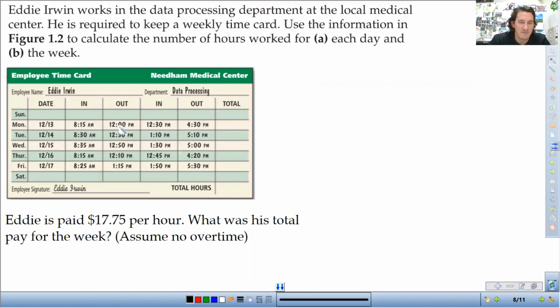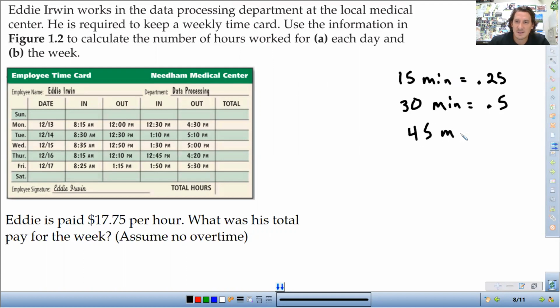So anyway, we look, 8:15 to 12. All right. That's 45 minutes to get to 9, and then 9 to 12 is 3 hours. So this is 3 hours and 45 minutes. Here's an important calculation for hours. 15 minutes is going to be 0.25 of an hour, a quarter of an hour. That's 0.25. 30 minutes is half an hour. That's 0.5. 45 minutes is 3/4 of an hour. That's going to be 0.75. From 8:15 to 12, that is 3 hours and 45 minutes, so that's 3.75.